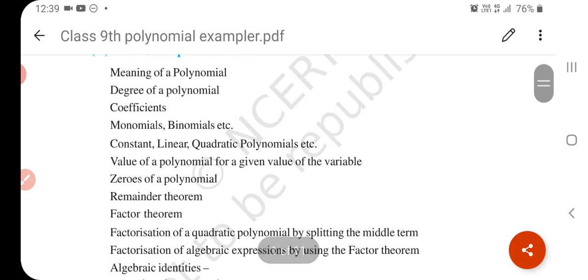So how do we find the value of the polynomial for a given value of the variable? So in this chapter we see how we find the value of polynomial, zeros of the polynomial, and we see what is remainder theorem, and how to find the root of the equation. The remainder theorem says that let p(x) be a polynomial of degree greater than or equal to 1 and alpha be a real number. If p(x) is divided by x minus alpha, then the remainder is p(alpha).